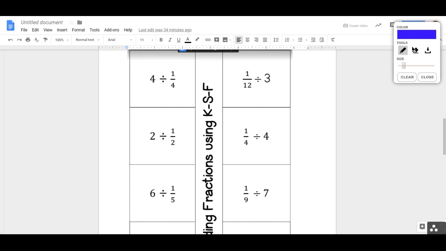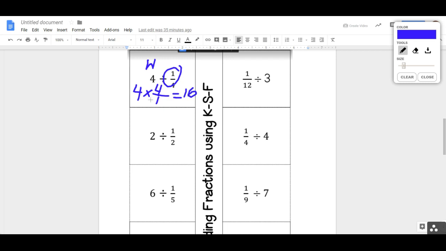Now, we have 4 over here, which is a whole, and we're going to keep that. We're going to keep the 4. We're going to switch the division into its inverse property, which is multiplication, and I'm going to flip this. It's 1/4 now. It's going to be 4 over 1. All right? And then I'm actually going to multiply. 4 times 4 is 16.